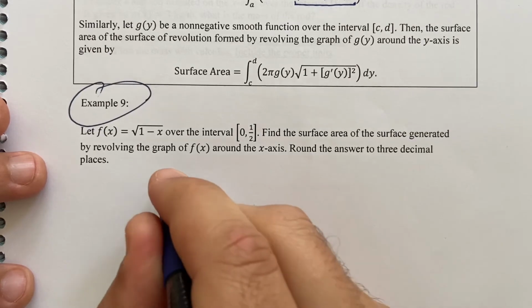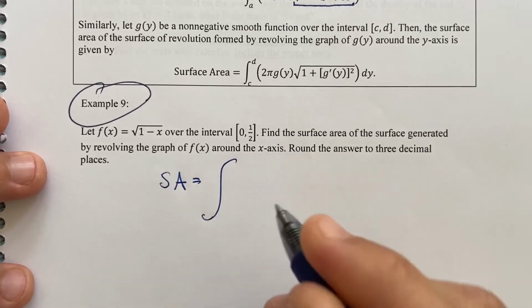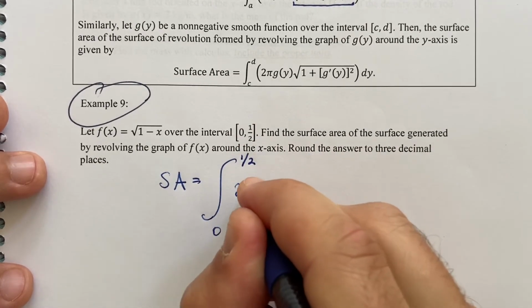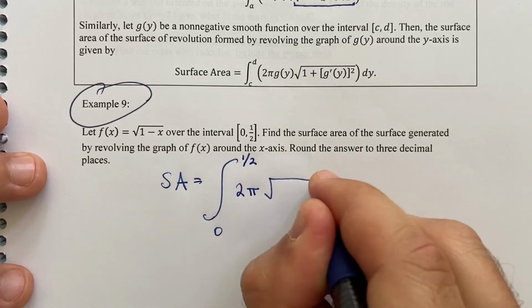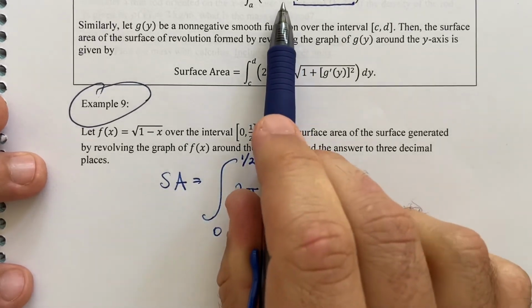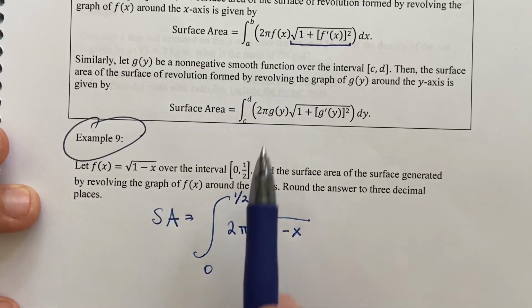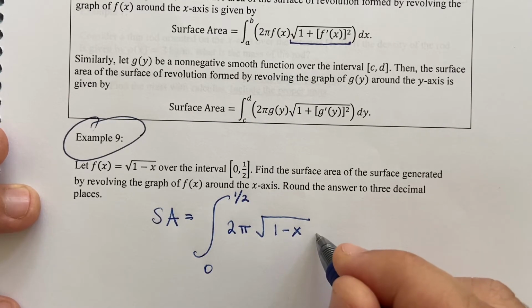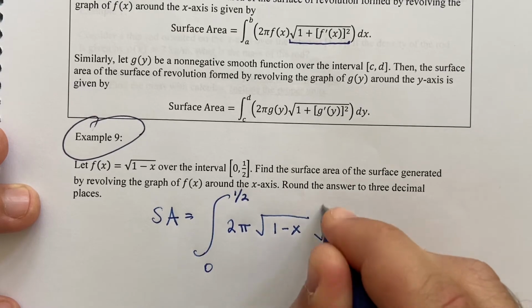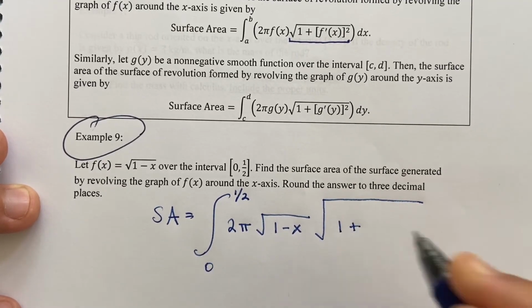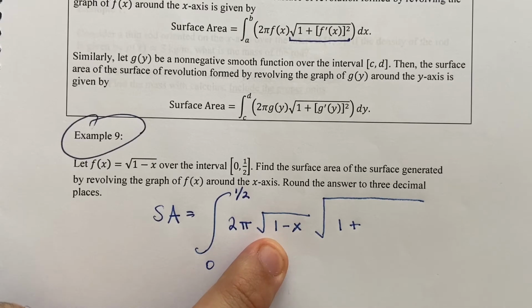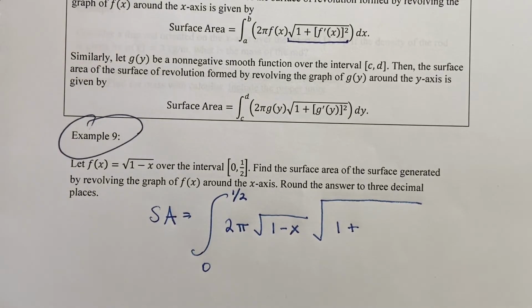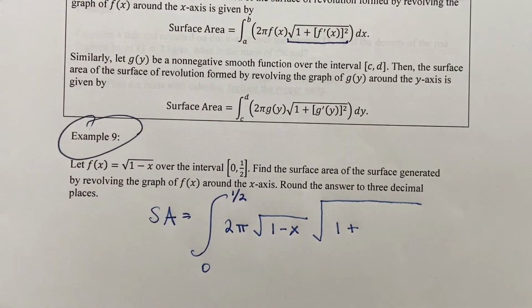So we'll have the surface area given as this integral from 0 to 1/2 of 2 pi times the function itself, 1 minus x, right? That's this piece, sorry. So here's 2 pi times f of x, here's my f of x, and then times the square root of 1 plus the derivative of this thing squared. So what I'll do actually on a separate sheet of paper is figure out that derivative squared part.